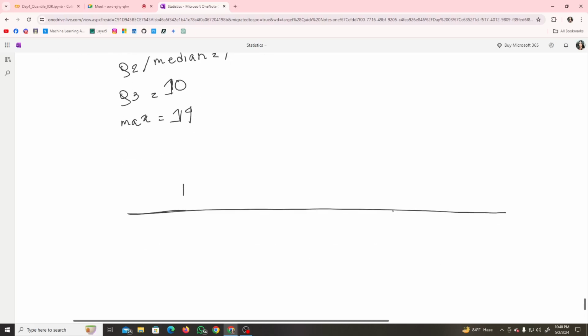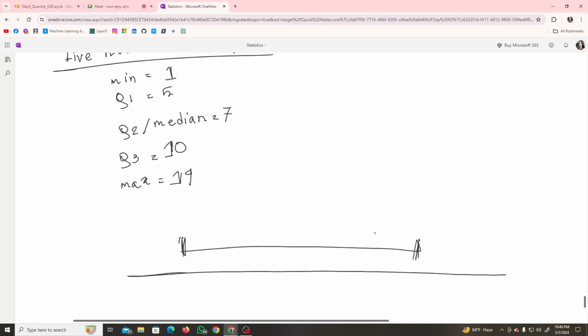This is our whisker. These two parts mean the minimum and maximum number. In this case, the minimum number is 1. So suppose this is our number line. The minimum number will be 1, and our maximum number is 14. And it started from minus 2.5, right?